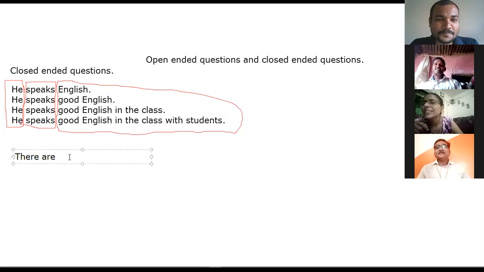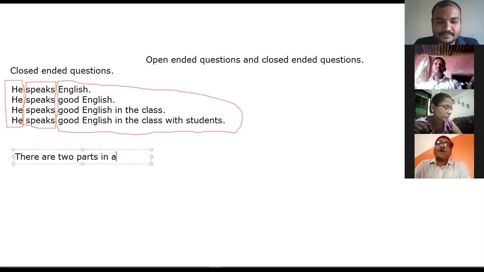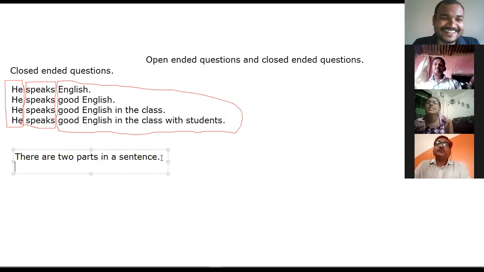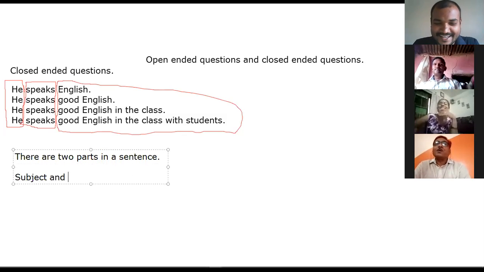There are two parts in the sentence. Subject and predicate. How many? Exactly. Someone is murmuring: subject and predicate. Thank God. So what are the two parts? Subject and predicate. Great.